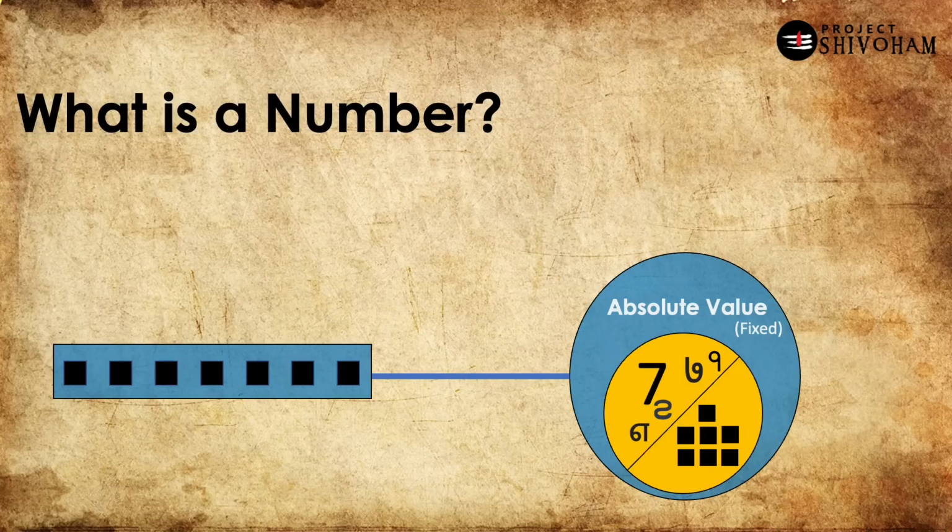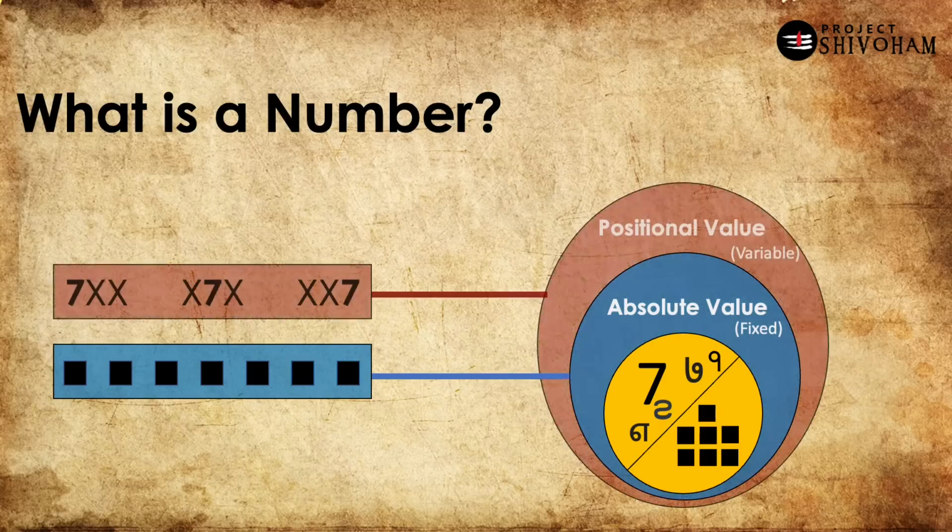The absolute value is a fixed attribute of a number, and then comes a variable attribute of the same number called the positional value, and you know what it means. There are many civilizations which developed this positional value system, but it is Bharat who perfected it. So it is fair to say that Bharat only perfected the positional value system, but was not necessarily the first one to invent it. And there is a good reason why I am saying this, which you will understand eventually down the line.